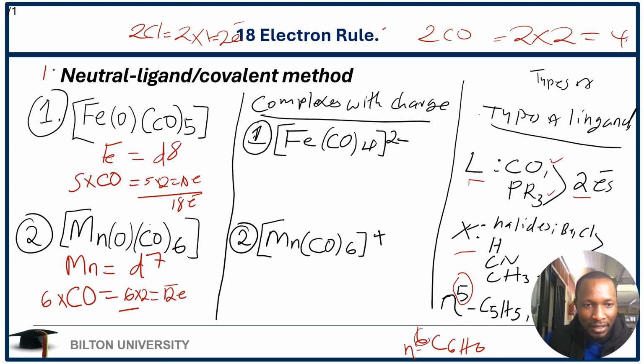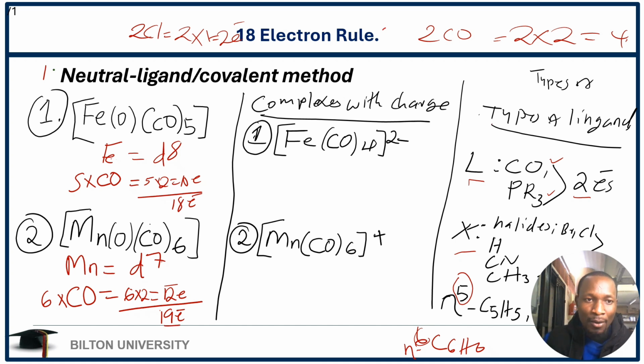So how many electrons do we have in total? We have 7, we have 12, that is 19 electrons. So we have 19 electrons. So it means that this complex number 2 does not obey the 18 electron rule. So this does not obey the 18 electron rule.